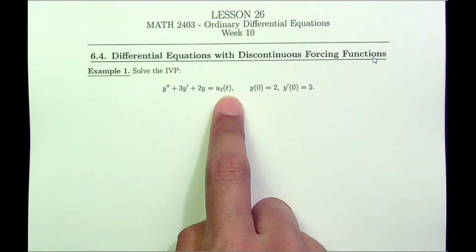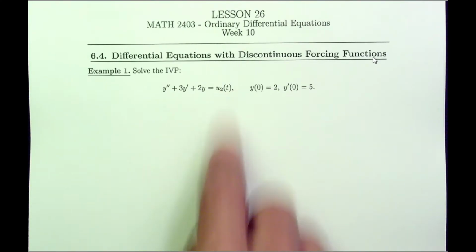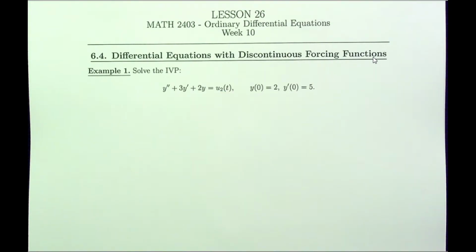The easiest case is when you just have a step function. That is the easiest type of discontinuous function. It's just 2 parts and there's a jump, in this case, right at 2. Okay, so let's get started.